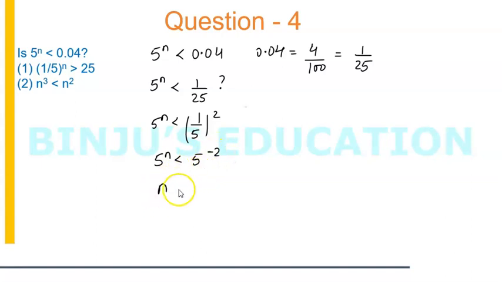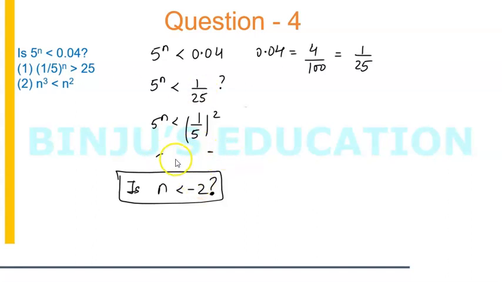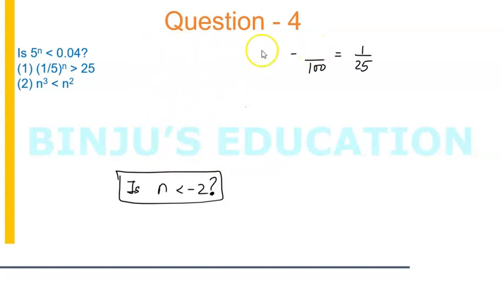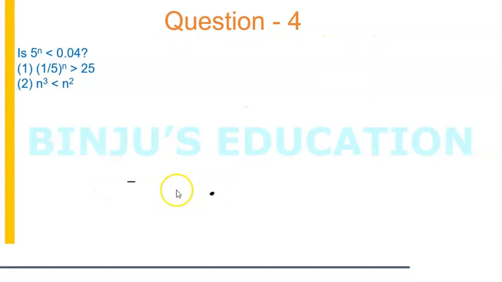So the question is actually, is n less than minus 2? This is the actual question asked. Is the value of n less than minus 2? If you're able to answer this, it's fine. If you're unable to answer this, then the answer is E. So I'm going to remove all this. Now we have understood what the actual question is. So is n less than minus 2? Let's rewrite this here.